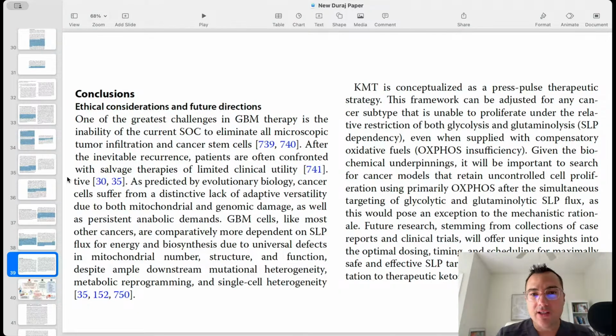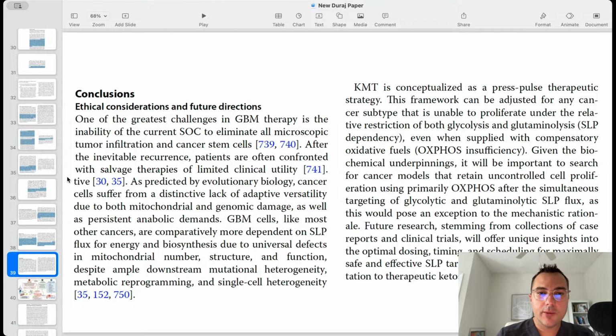Ketogenic metabolic therapy is conceptualized as a press-pulse therapeutic strategy. This framework can be adjusted for any cancer subtype. So if you have a question, does my non-Hodgkin's lymphoma, or my myelodysplastic syndrome, or my pancreatic cancer qualify, it's any cancer subtype that is unable to proliferate under relative restriction of both glycolysis and glutaminolysis, SLP dependency, even when supplied with compensatory oxidative fuels, OXPHOS insufficiency.